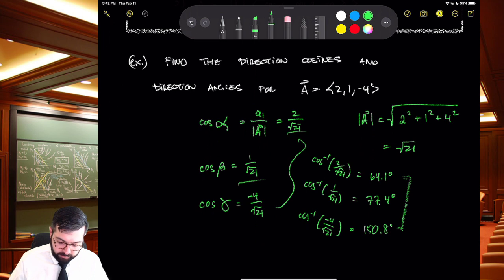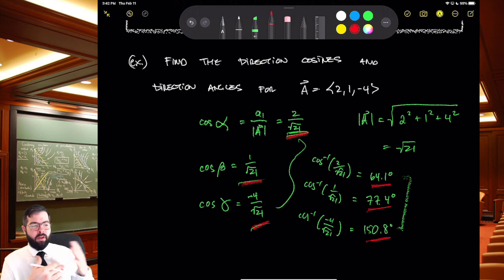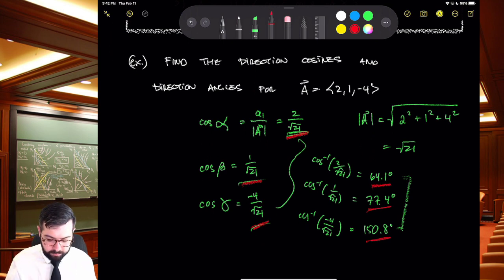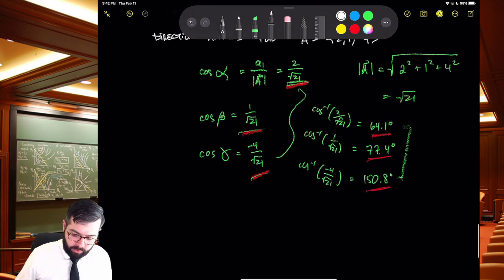Okay, so we've got their cosines. And then we've got their angles. So we have a bit more information, quite a bit more information about this vector, right? Kind of a different perspective, which is super helpful. Okay. Questions on that example? How to use these equations? Not too bad. All right, cool.